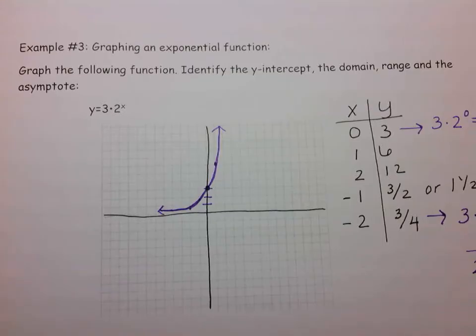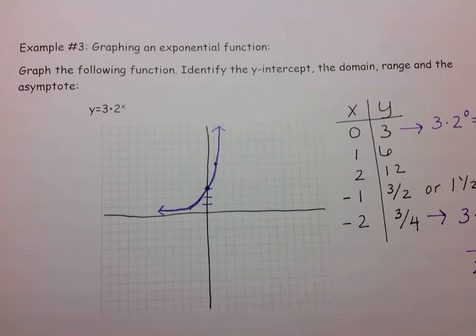Example number 3, graphing an exponential function. So I want you to start by graphing these by hand. It says identify the y-intercept, the domain, the range, and the asymptote. An asymptote is a line that a curve approaches as it heads towards infinity. Pause the video and write that down. The definition of an asymptote. It's a line that a curve approaches as it heads towards infinity.